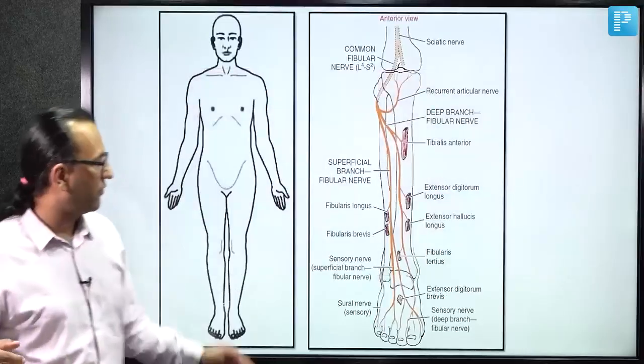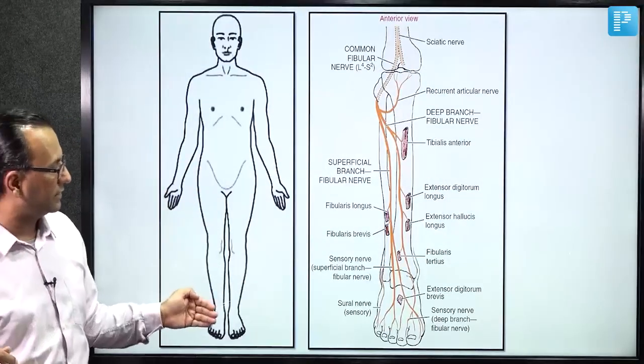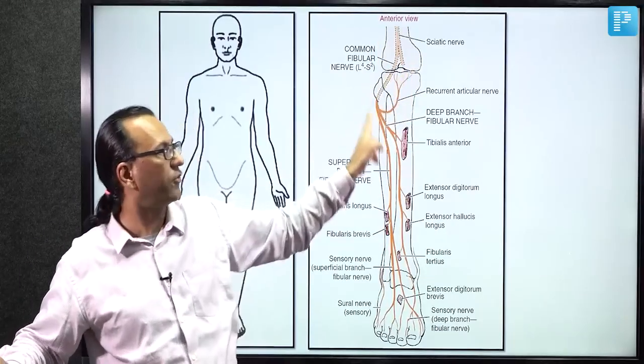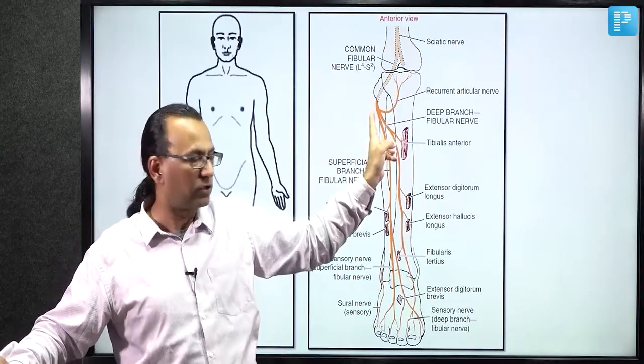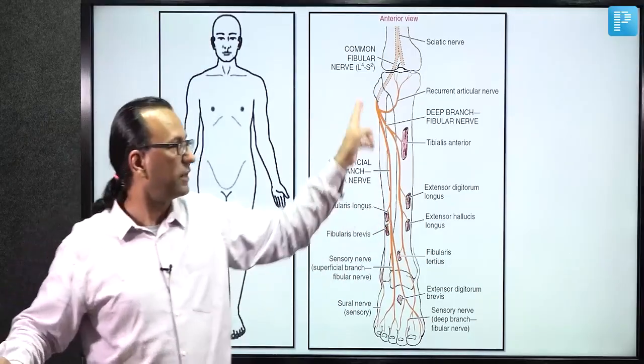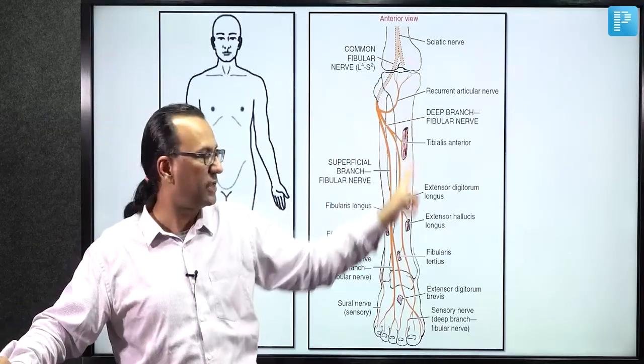Now looking at the front view of the right leg, you will find that there is a common peroneal nerve, which is a part of the sciatic nerve, coming lateral to the neck of the fibula and dividing into two. There is a superficial branch which is going to the lateral leg compartment. There is a deep branch which is coming anterior to the tibia.